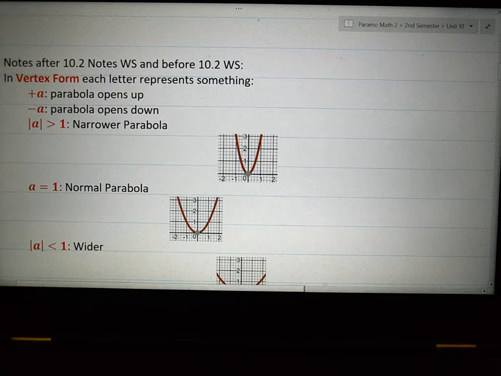Josh, you're going to sit next to Josh. If you still need to use Desmos.